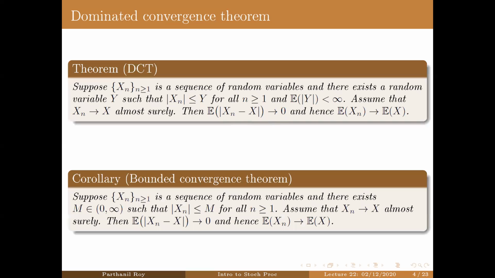A special case of this is the form which we'll be using most of the time in this course: if you have a sequence of random variables that converges to another random variable almost surely, and you have a uniform bound on all the random variables, so all the Xn's in absolute value are bounded by some positive number N, then expectation of Xn converges to expectation of X. This is the form in which we are going to use the dominated convergence theorem. This form is also known as the bounded convergence theorem.